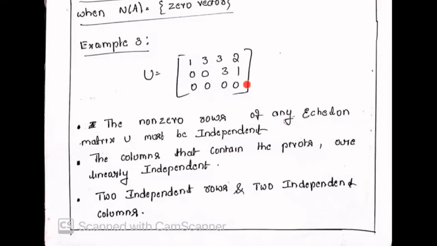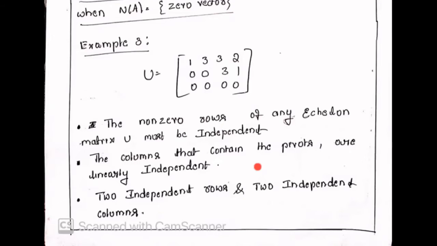Okay, if one of the rows is 0, then they are not independent. These vectors are not independent. So we are expecting non-zero rows. Then the columns that contain the pivots are linearly independent. Understand this properly, because this is what we are going to use in the coming classes. The columns that contain the pivots are linearly independent.